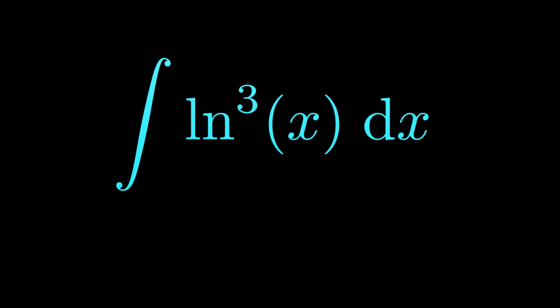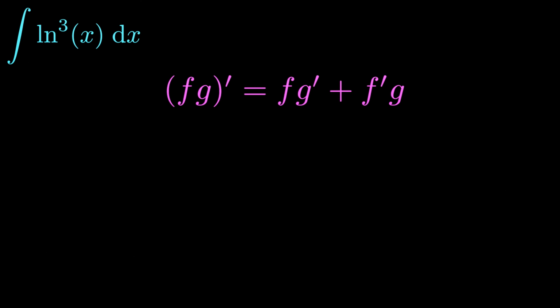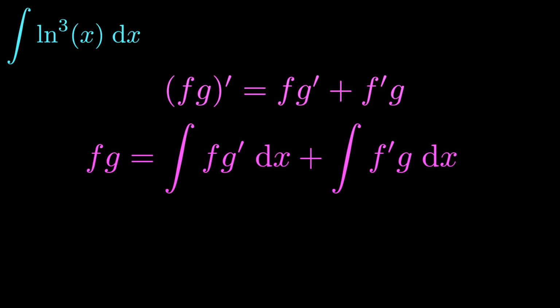Just as u-substitution is the reverse process of the chain rule, integration by parts can be recognised as the reverse process of the product rule. So let's begin with the product rule. We have (fg)' is equal to fg' plus f'g, where the prime symbols indicate differentiation. Now, if we integrate both sides of this expression, we get fg is equal to the integral of fg' dx plus the integral of f'g dx.